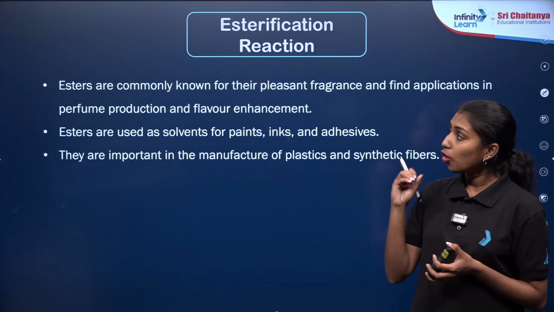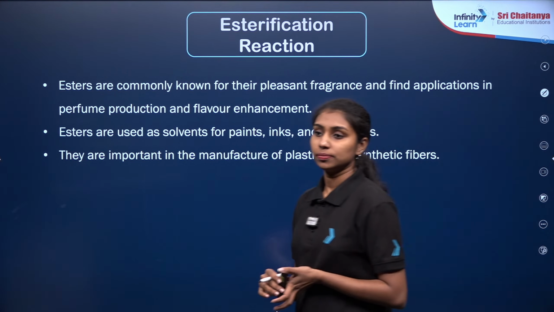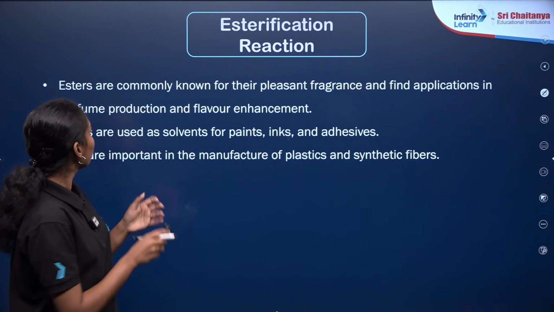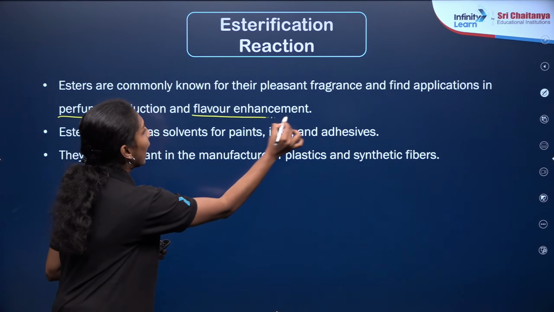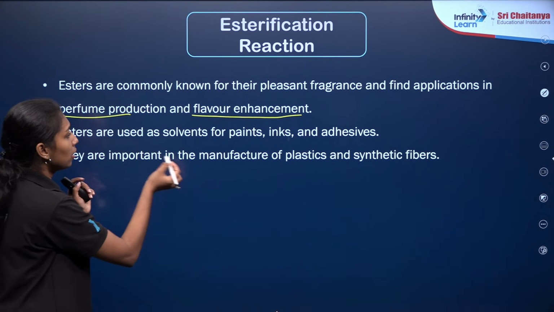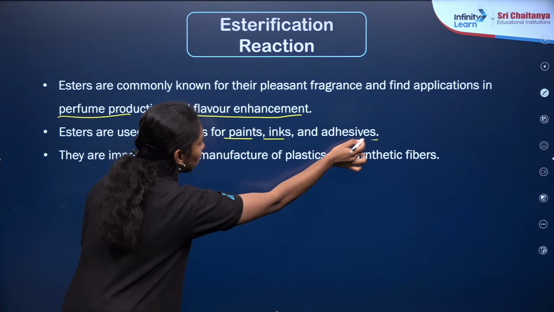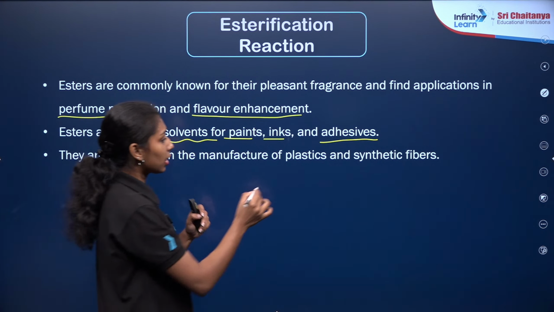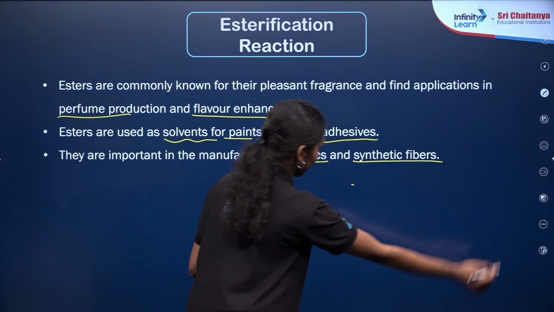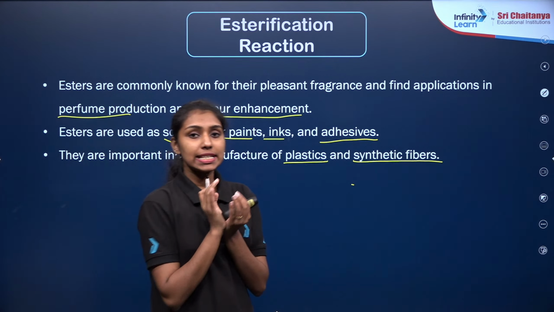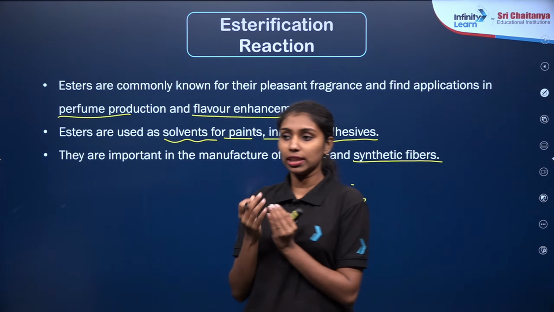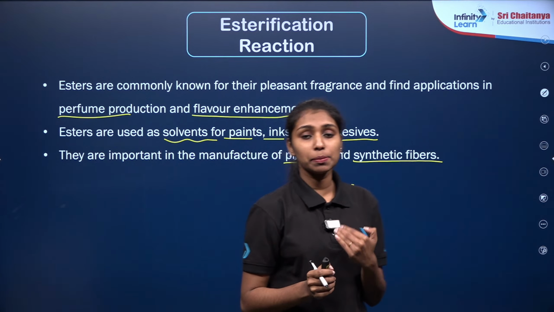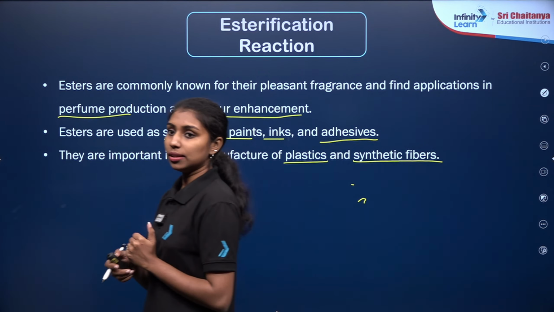Now, what is the application of esterification in our daily life? As we already discussed, right? Ester has a pleasant fruity smell, so it is used in perfume production as well as flavor enhancement. Then also in some paints, inks and adhesives, they are used as solvents, right? Then they are important in the manufacture of plastic and synthetic fibers. So esterification is very important. More specifically, the esterification of ethanoic acid and ethanol forms ethyl ethanoate as the ester, right? So they are commonly used in perfume production because of their pleasant fruity smell. Clear?